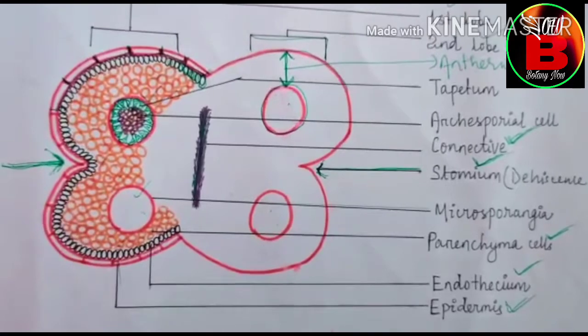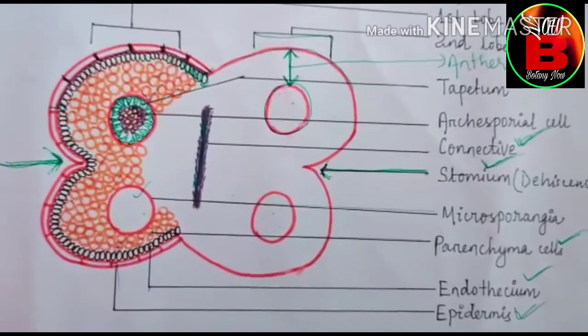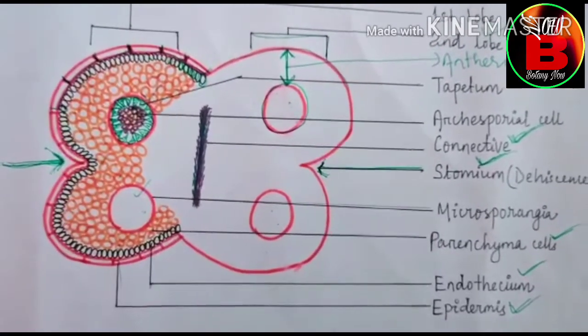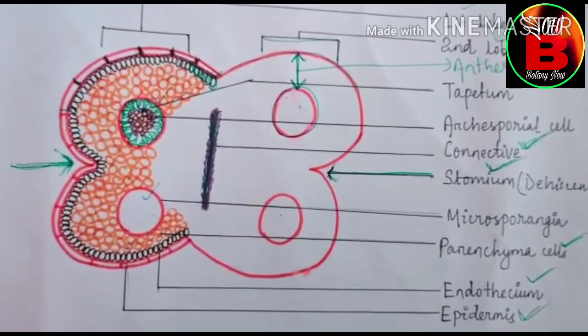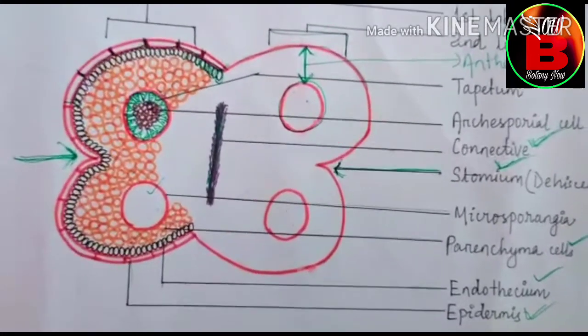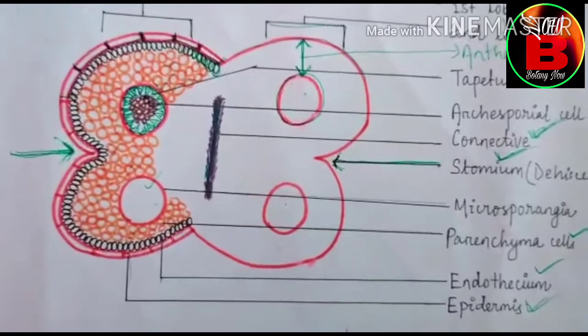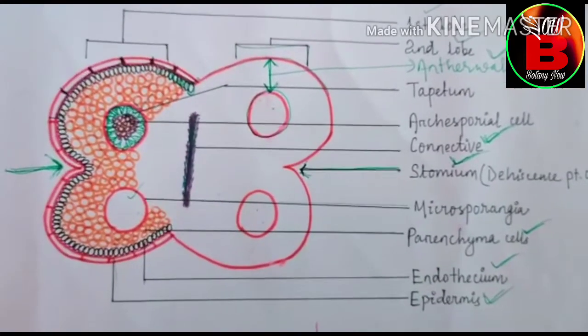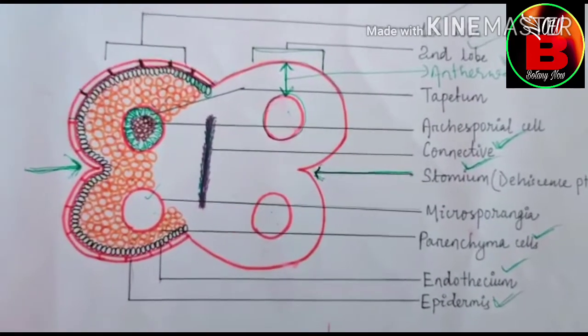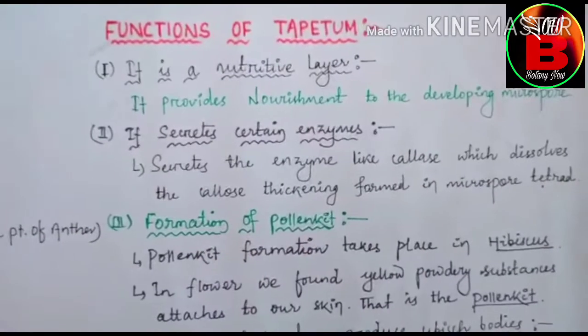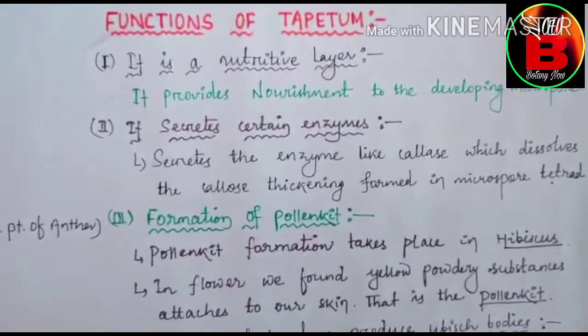So we call this endomitosis. When endomitosis happens inside the cell, it results in a multinucleated condition. So these tapetal cells are multinucleated. What are the functions of the tapetum?